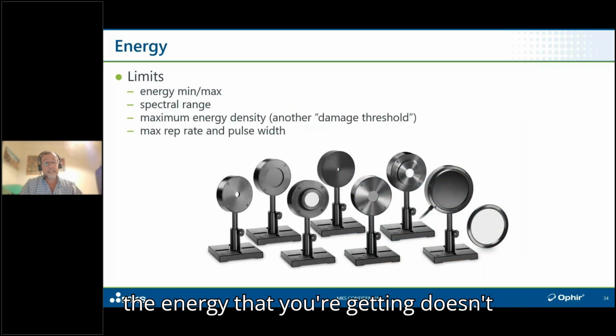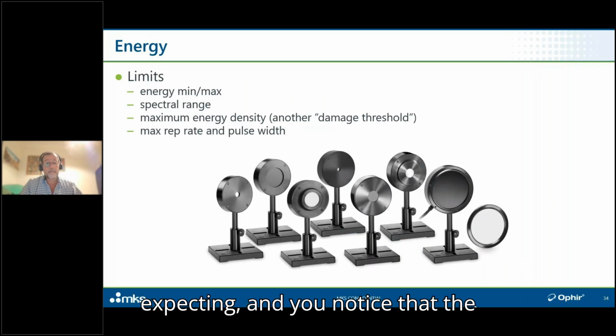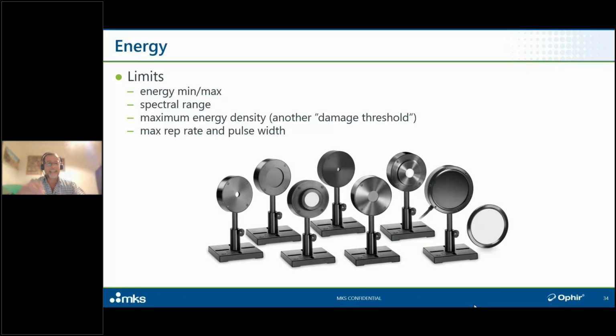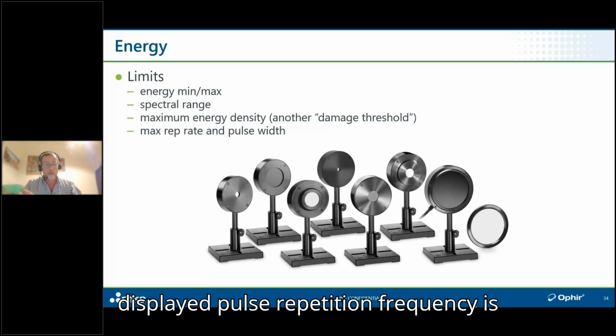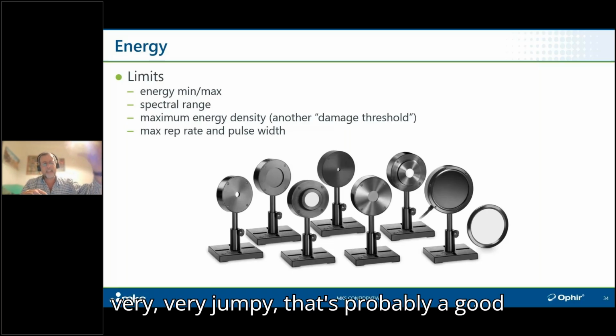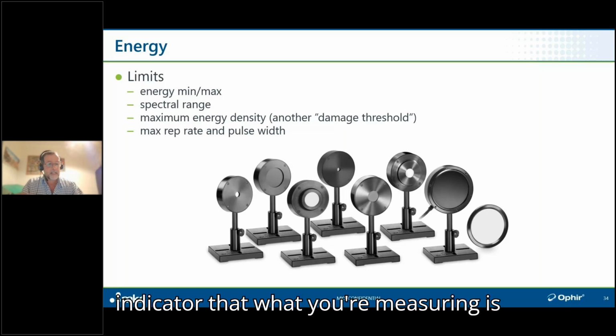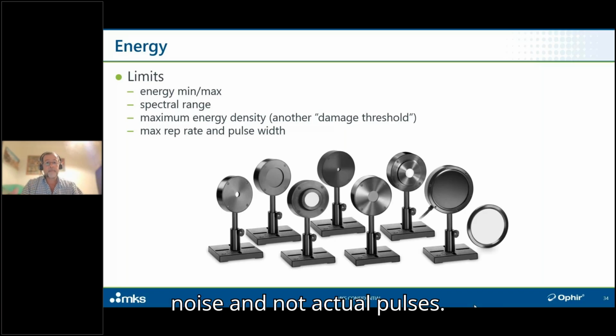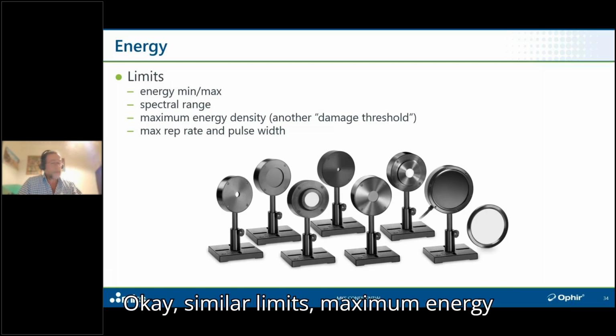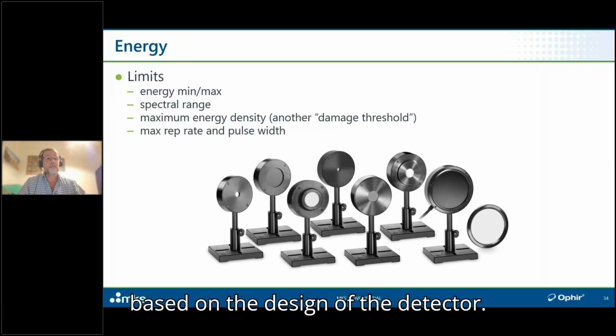Okay, similar limits: maximum energy based on the design of the detector, and minimum energy is the noise. These are all listed in the data sheet of any sensor. Spectral range, again, is a function of the absorber that's used in that particular sensor. That absorber will also determine the maximum energy density. That's another type of damage threshold.